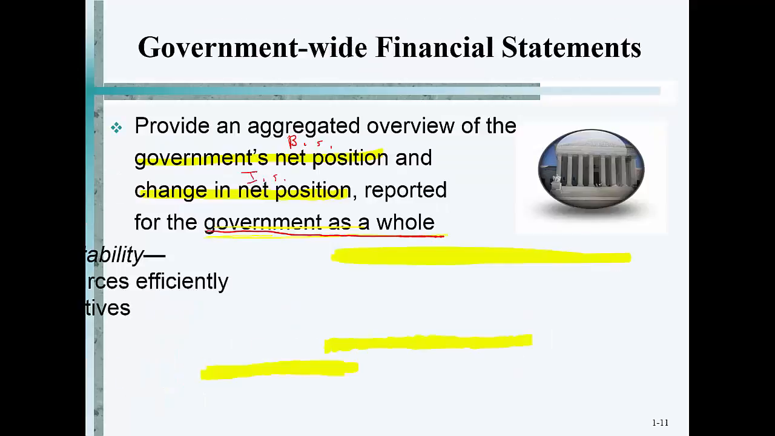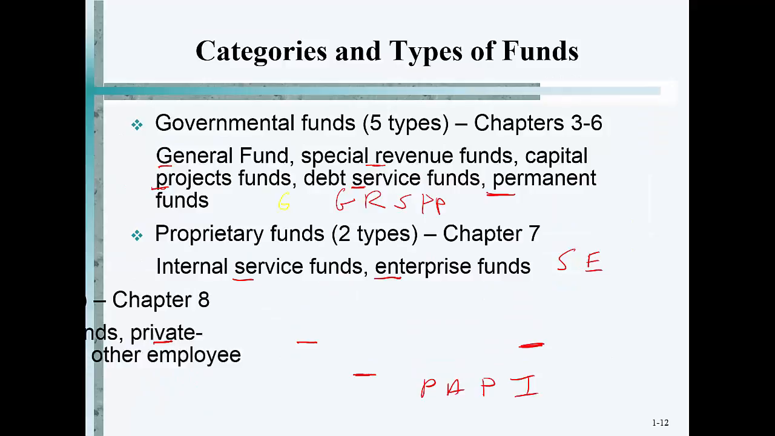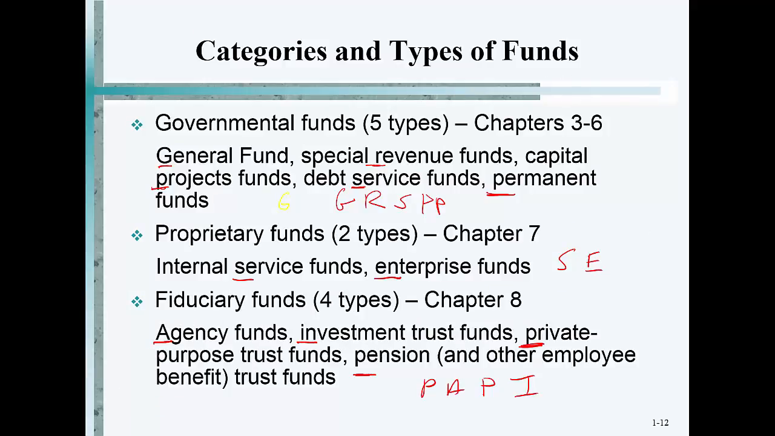Okay? So you come over and you take a look at the 11 funds that fall into 3 categories. We have a governmental fund category. We have a proprietary fund category. And we have a fiduciary fund category. 3 categories. Governmental fund category has 5 funds.